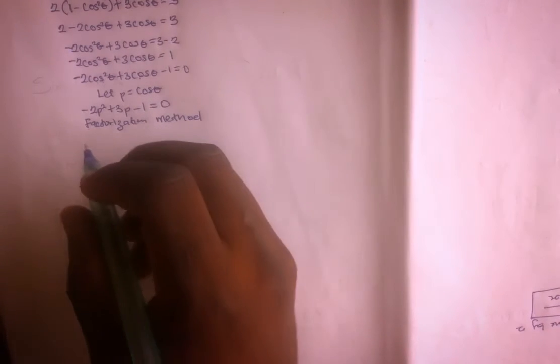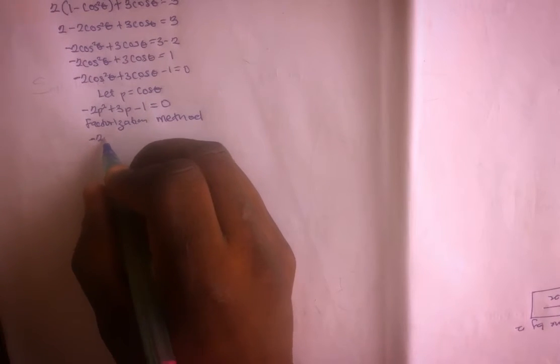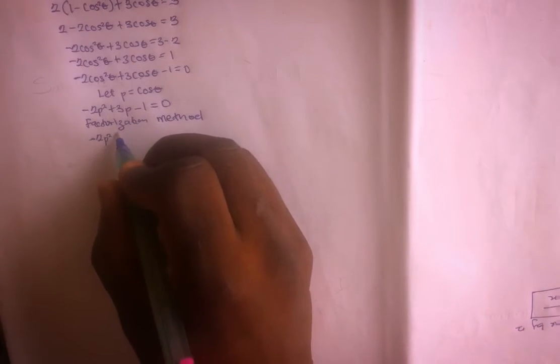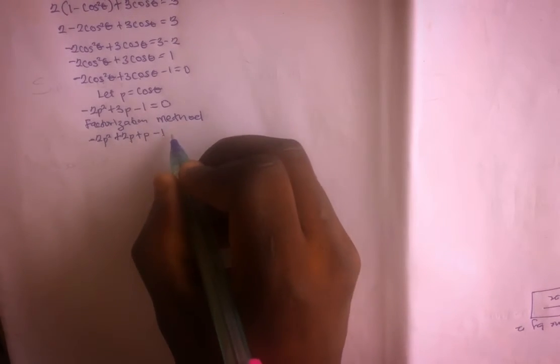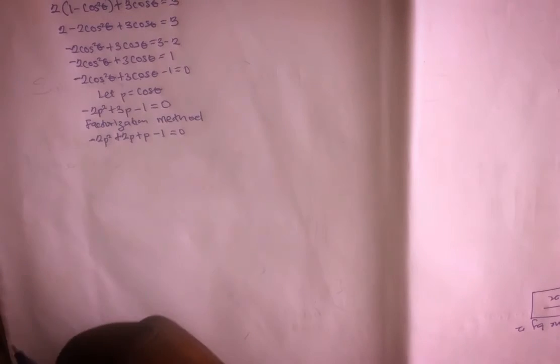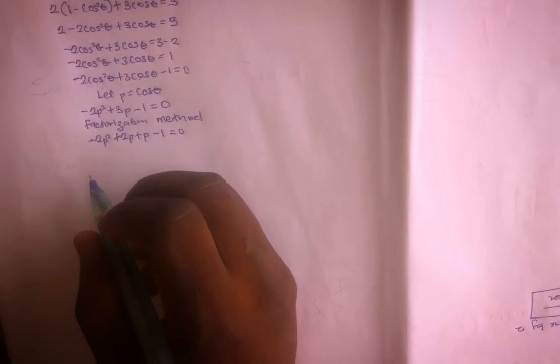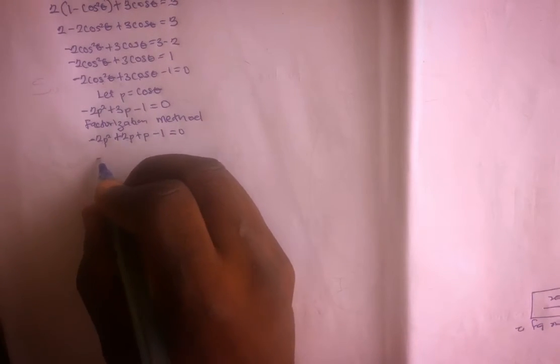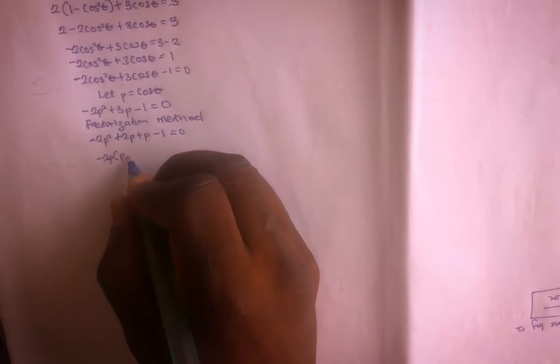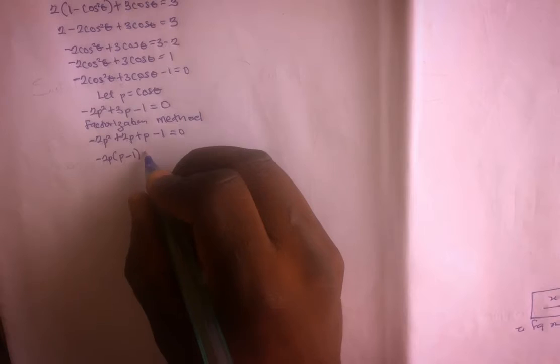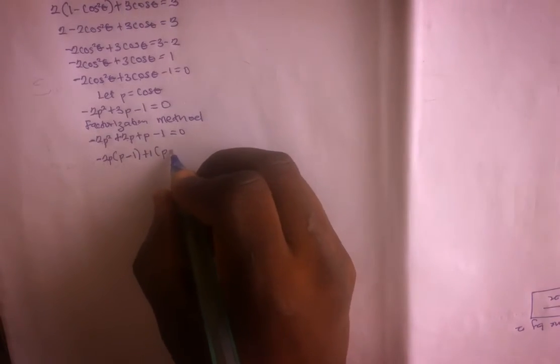So let's go ahead and factorize. I'll be factorizing this to be minus 2p squared plus 2p plus p minus 1 equals 0. Then what's the common factor here? The common factor is minus 2p into bracket p minus 1, plus 1 into bracket p minus 1 equals 0.